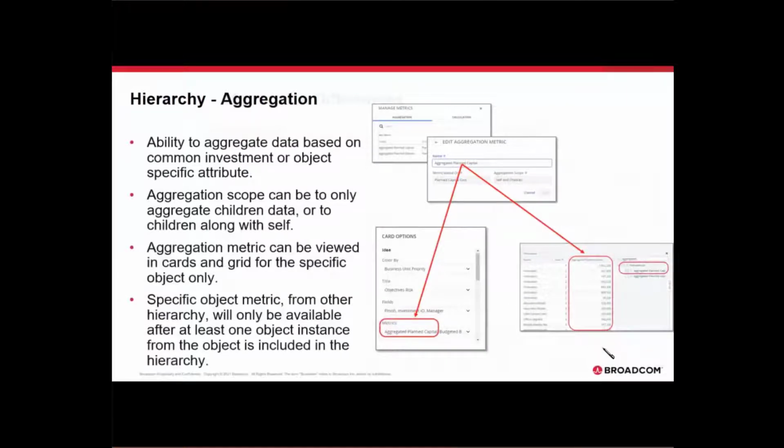Once I've defined the aggregation, I can include the aggregated data based on the common investment or object specific in my card option. Aggregation scope can be only aggregated either the children's data or children along with self. Aggregation metric can be viewed in cards as well as in the grid view of my hierarchy. Specific object metric from other hierarchy will only be available to me as long as I've selected at least one object instance of that investment type in my hierarchy.